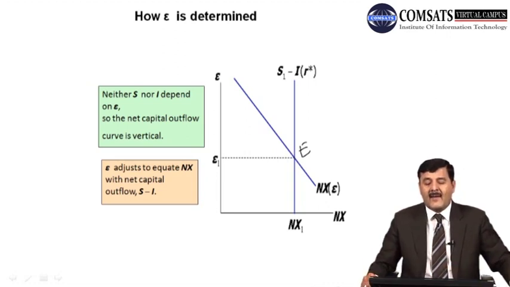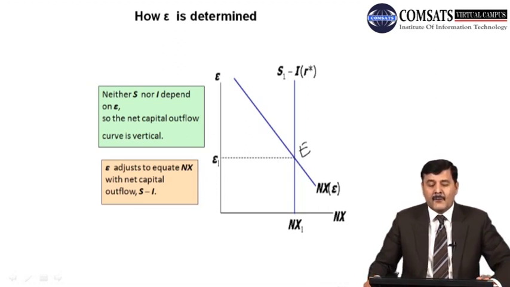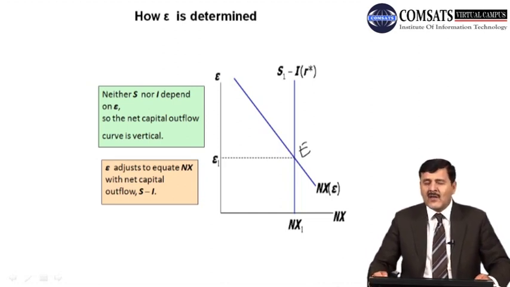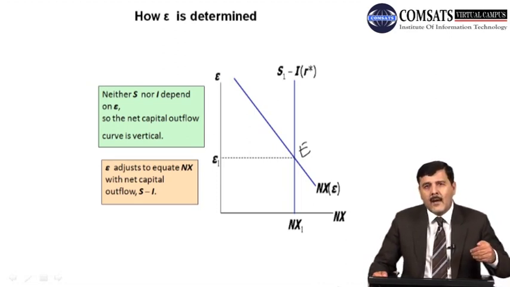So neither S nor I depends on E, so the net capital outflow curve is vertical. As we know that investment और saving दोनों जो हैं वो real exchange rate पे depend नहीं करती, but they depend, as we have seen, that saving depends on output and other fiscal policy measures, and investment depends on the world interest rate. So both of these two variables, saving और investment जो हैं, ये real exchange rate पे depend नहीं करती.